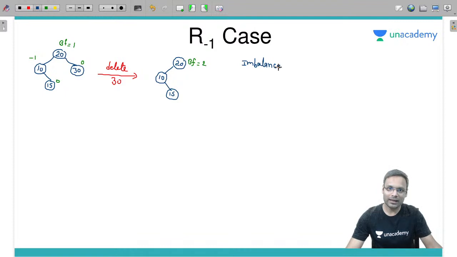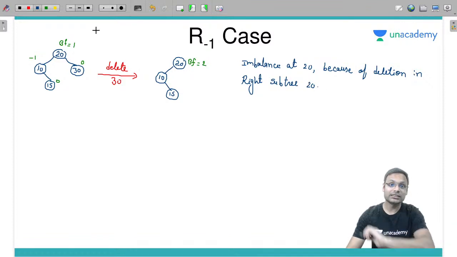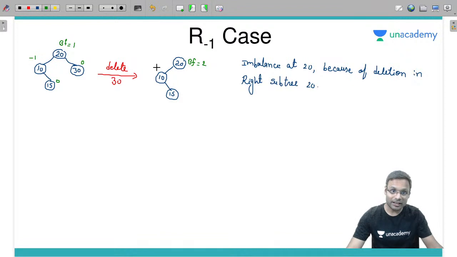Why do we have imbalance? Because of deletion. In which subtree of 20 have we deleted? In the right subtree of 20. If the right subtree of 20 has deletion, we need to check the left child's balance factor. 20 का left child 10. What is the balance factor at 10? The balance factor at 10 will be minus 1.